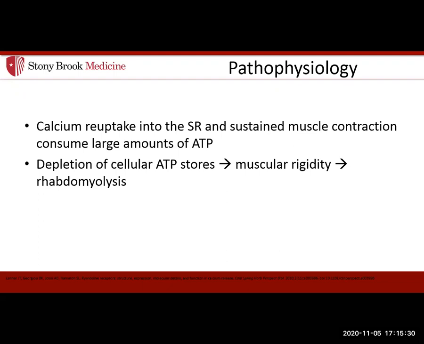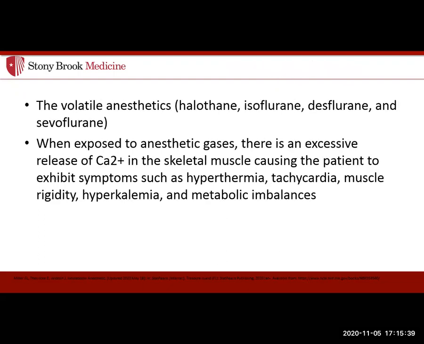So now that I've spoken about the pathophys behind malignant hyperthermia, I want to talk a little bit about the agents that can cause this. So the largest offending agents are our volatile anesthetics. So these are halothane, isoflurane, desflurane, and sevoflurane. So these are all liquids at room temperature that require the use of vaporizers for inhalation administration. So when they refer to inhaled anesthetics, these are the anesthetics they're talking about.